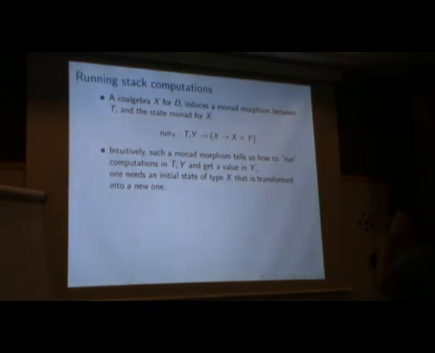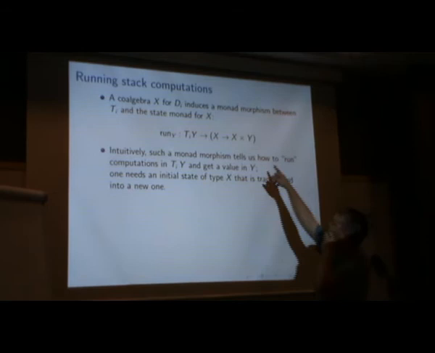A coalgebra gives you a monad morphism between the corresponding monad and then the state monad for the carrier of the coalgebra. And that, I would say, is nothing else than the runState function of Haskell, for example, or any run you would want to write for such a monad. So just look at this type here.